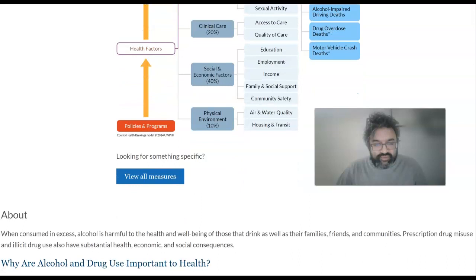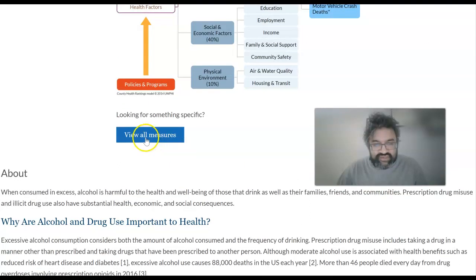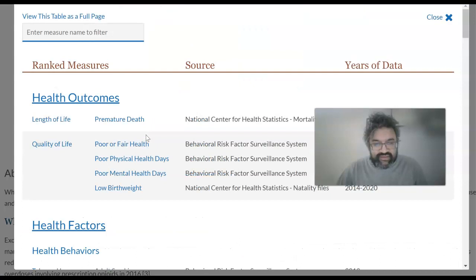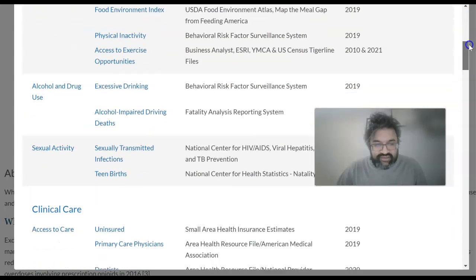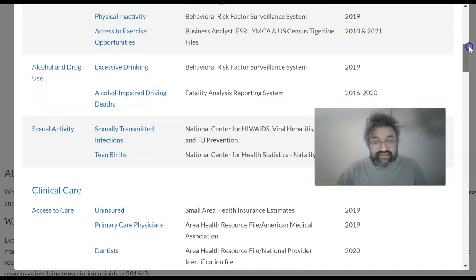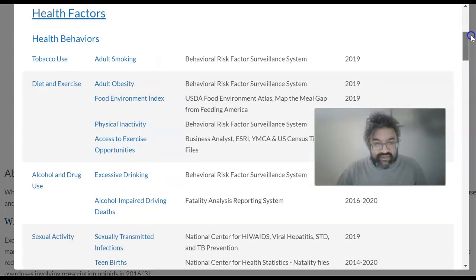So if you wanted to, you can actually view all the measures, and then take a look at some of the health outcomes, what sort of data set it's using. So instead of just BRFSS, there's NCHS natality files, and then you have National Center for Health Statistics mortality files. So there's health factors that are important, and then there's a lot of good subheadings under the category of health behaviors.